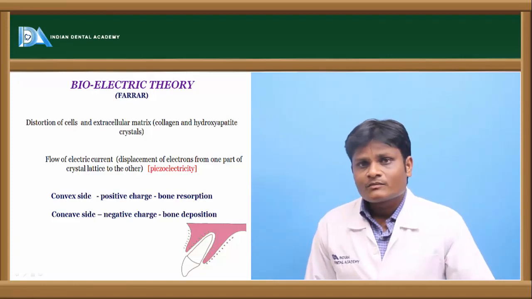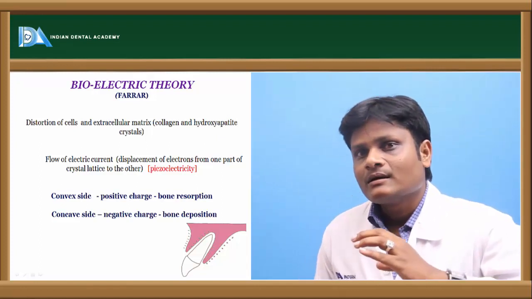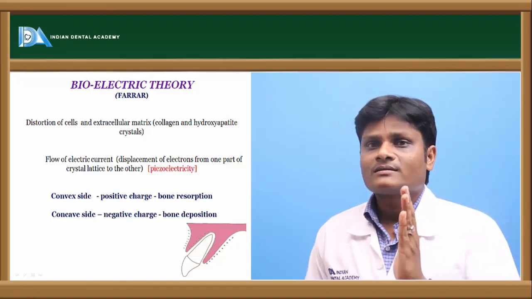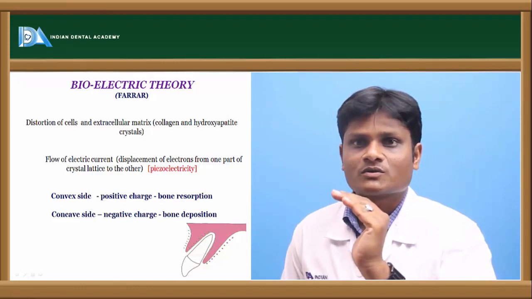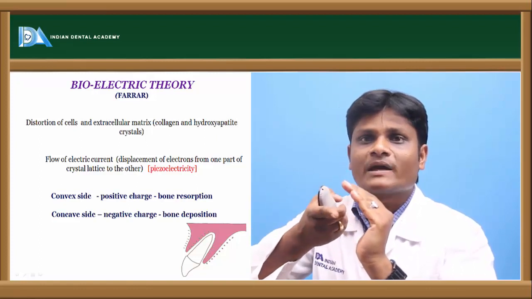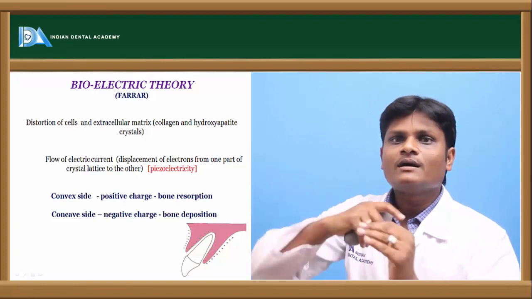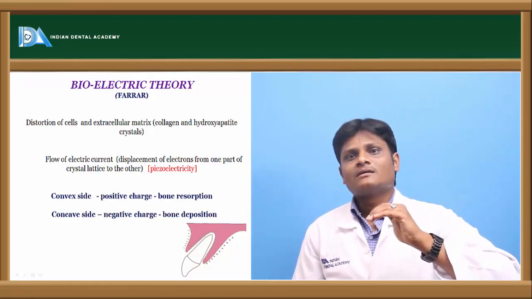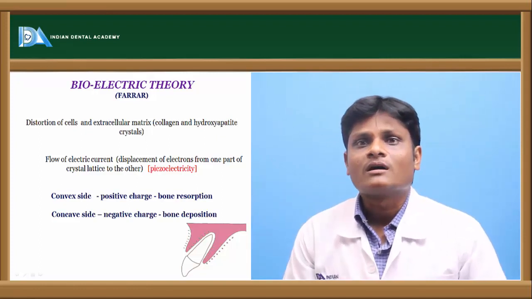As a result, the distorted structure or the distorted crystal lattice will be charged. That means, suppose this is a crystal lattice, whenever a crystal lattice is distorted or bent in response to the orthodontic force, along the concave side you can see a negative charge, whereas along the convex side you can see a positive charge. Whenever there is a negative charge, there will be bone deposition. Whenever there is a positive charge, there will be bone resorption.